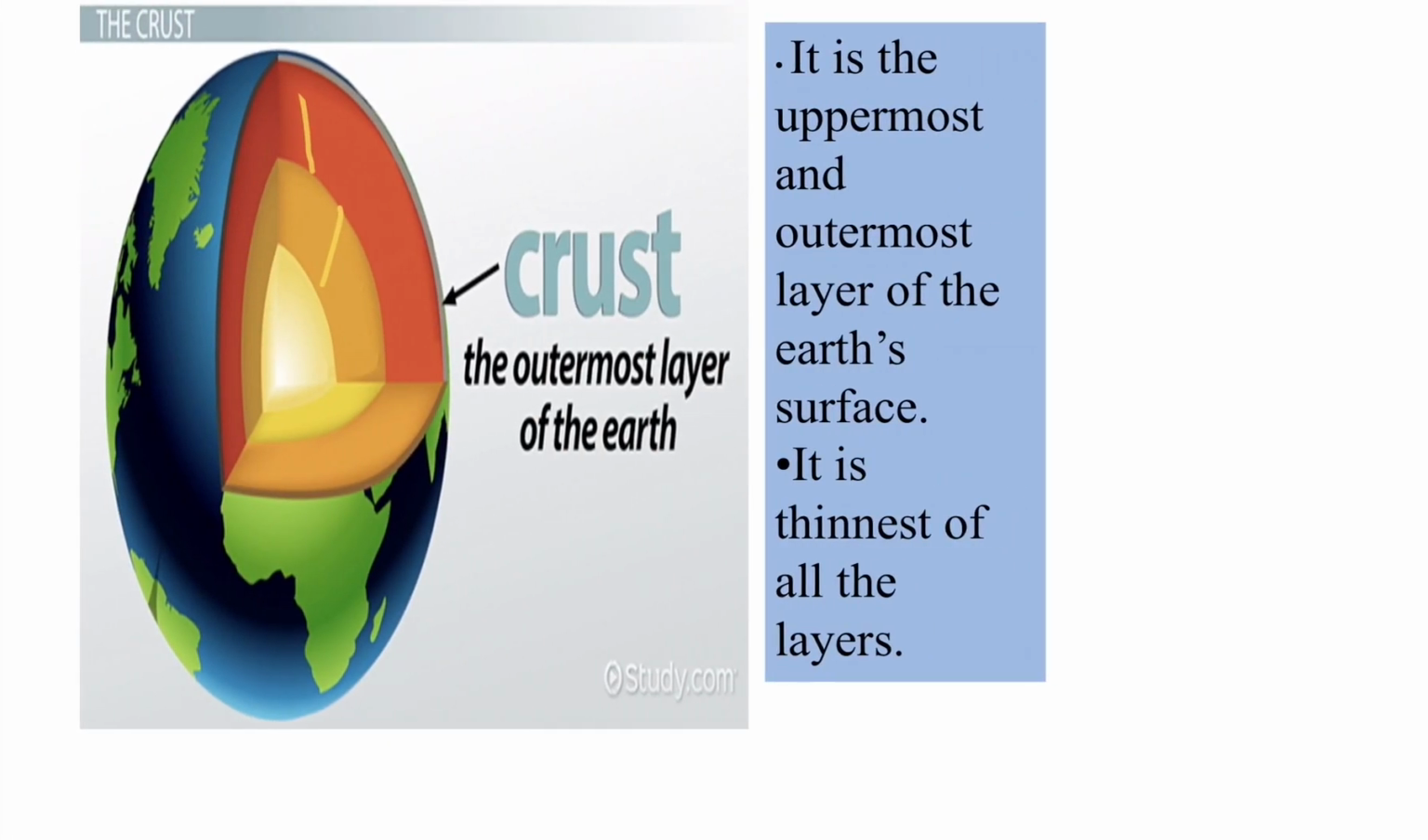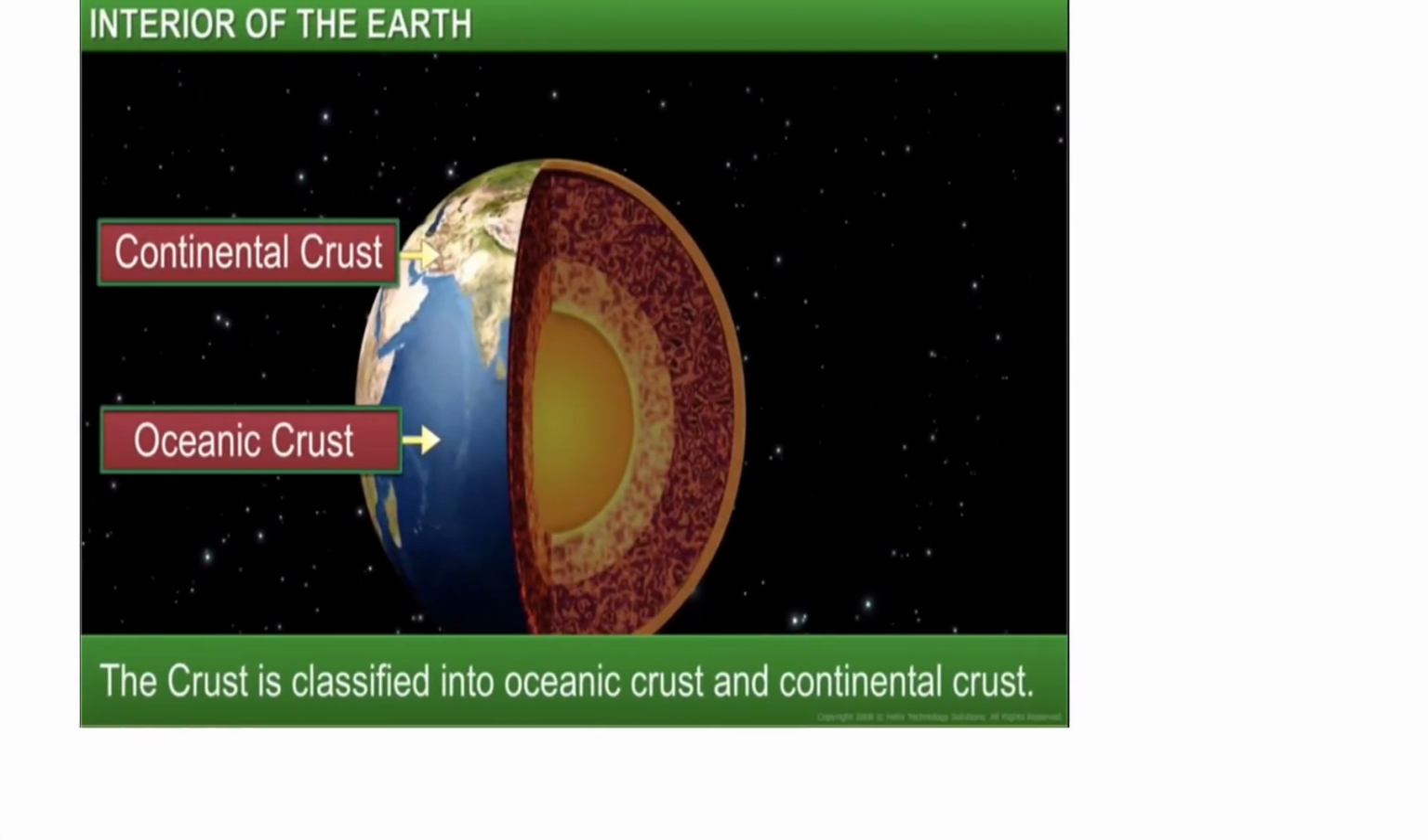Now, first, crust is the outermost layer of the earth and it is the thinnest of all the layers. It means that each layer has thickness and crust is the thinnest of all the layers. Its thickness can vary from 5 kilometer to 35 kilometer depending upon the type of landform. Now, crust is of two types, continental crust and oceanic crust.